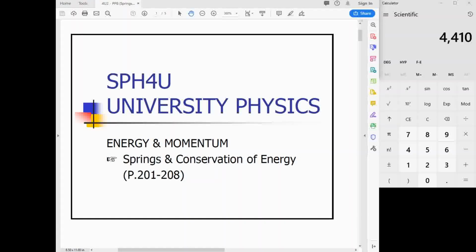So this lecture is Springs and Conservation of Energy. It's section 4.7 from your textbook. And this will close off the energy portion of the energy and momentum unit.